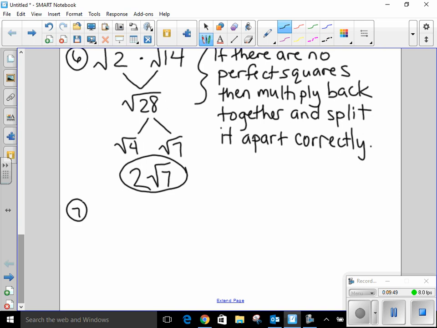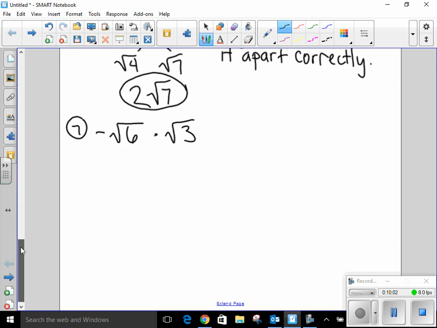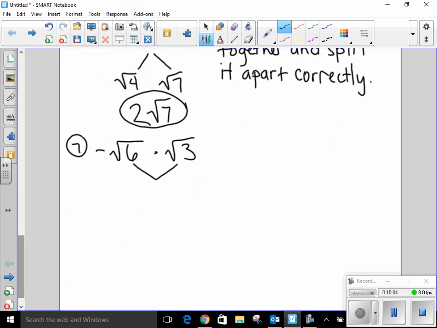All right, so the next example that we're going to take a look at is negative square root of 6 times the square root of 3. Again, neither one of these is a perfect square, so what I want to do is put them back together. The negative sign stays outside the radical. You don't mess with that. But 6 times 3 is going to produce the square root of 18. 18 does have a perfect square in it, so when I break it down, that's square root of 9 and square root of 2.